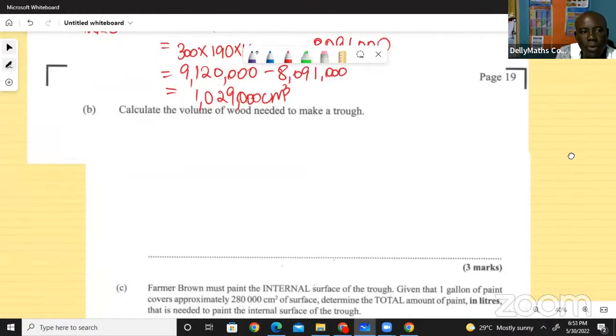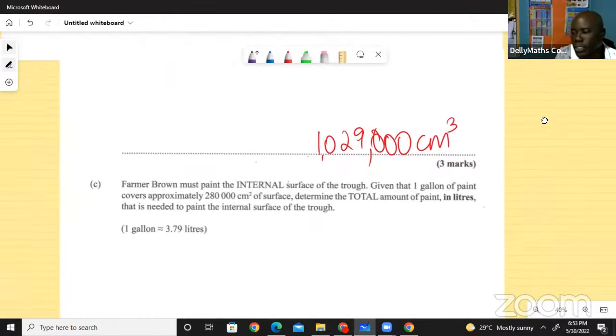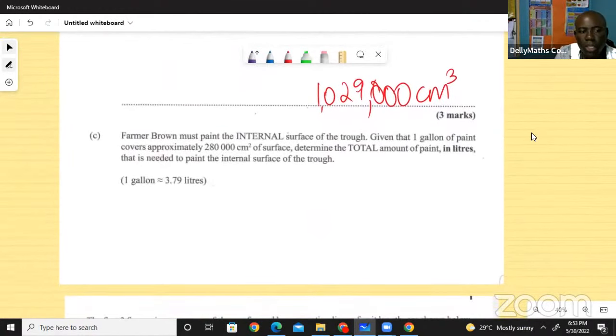So here it is that we have found out that we got this to be 1,029,000 cm cube. We got that, no problem. That's the volume of wood needed. Now let's go in a little deeper question now. So I'm going to have to go back up there to work it out, I believe.